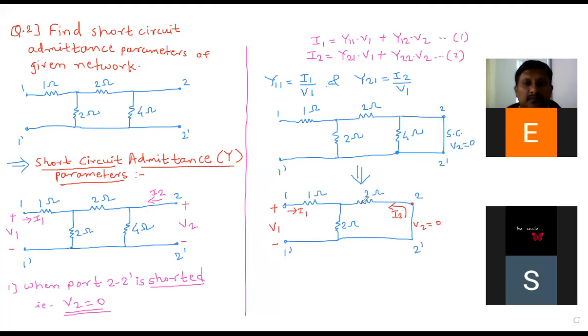So how to start to solve this example? According to this condition, 2 dash we have shorted. Okay, this is short circuited, SC. And once we shorted, the 4 ohm goes up. This will become open, because the short circuit is in parallel.